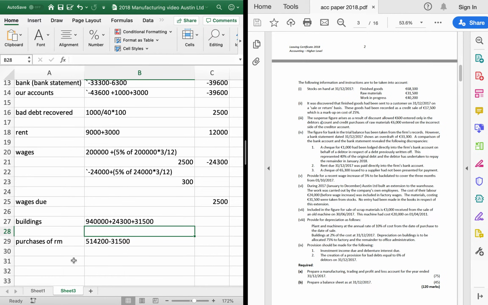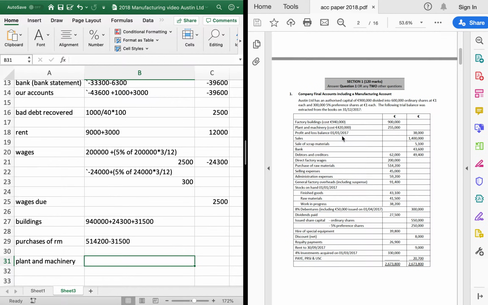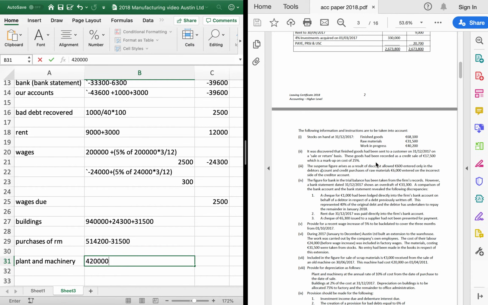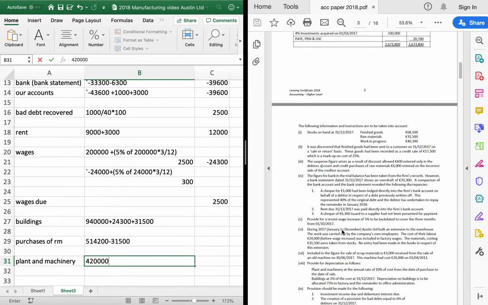Working 7 then, the figure for sale of scrap material includes 3,000 received from the sale of an old machinery. This machine had cost 20,000 on the 1st of April, and that ties in with working 8. Provide for depreciation at the annual rate of 10% of cost from the date of purchase to the date of sale. So you go plant and machinery. So plant and machinery started off at 420. Now you're taking out the plant and machinery you sold. The machine had cost 20,000. So plant and machinery goes down to 400,000. Okay, that's the first part.